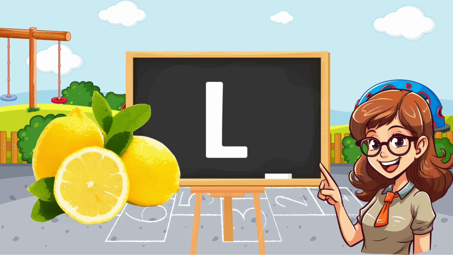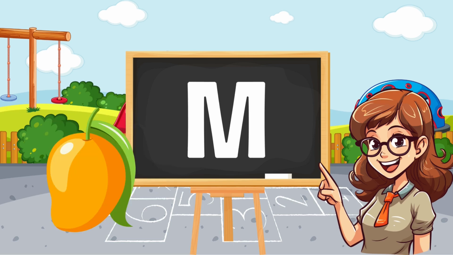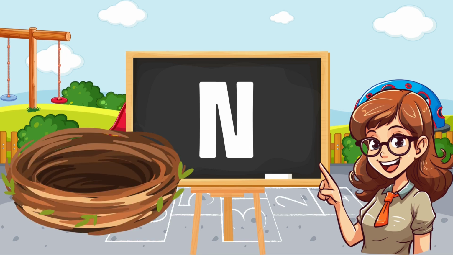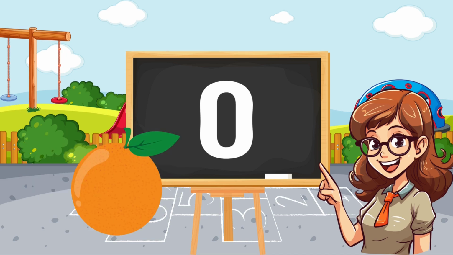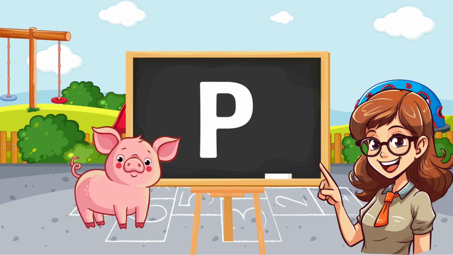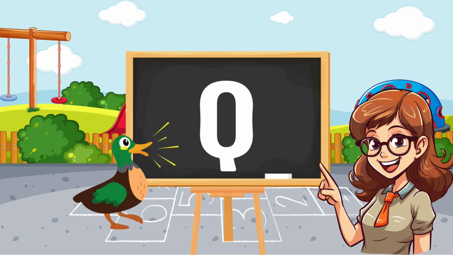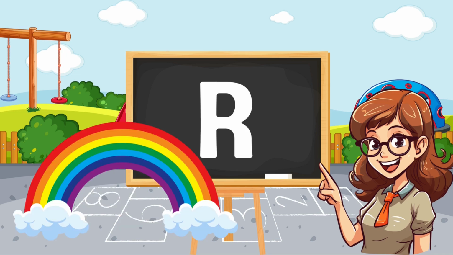L for lemon. M for mango. N for nest. O for orange. P, puh, for pig. Q for quack. R, ruh, for rainbow.